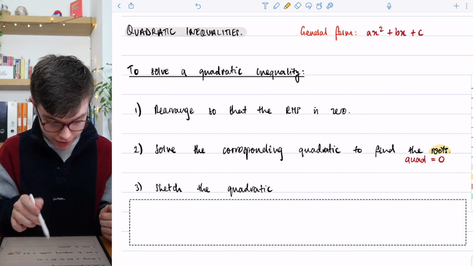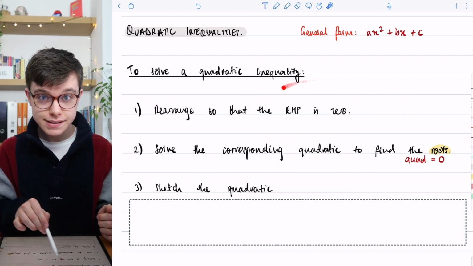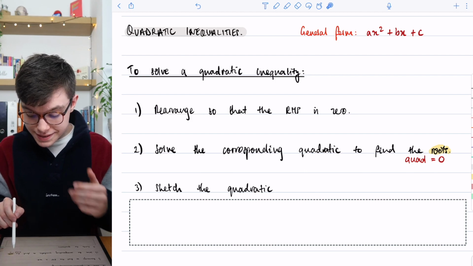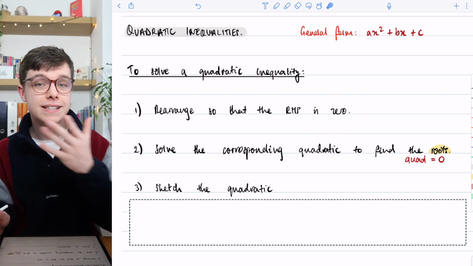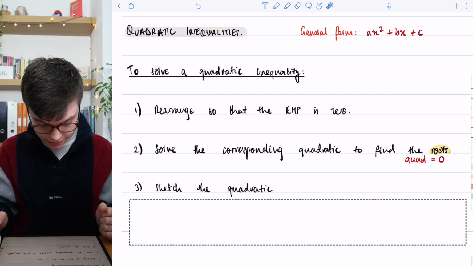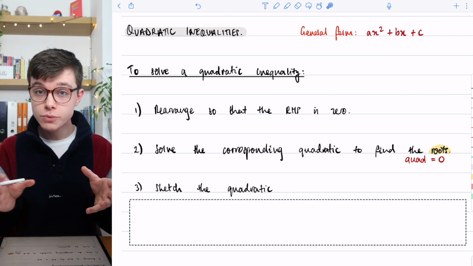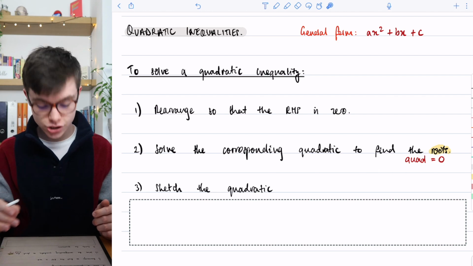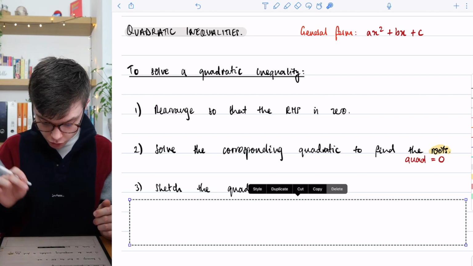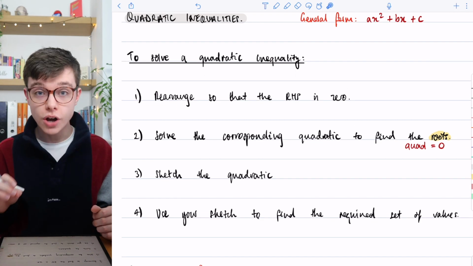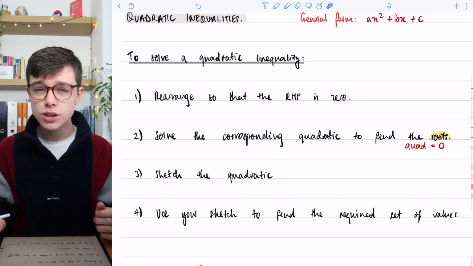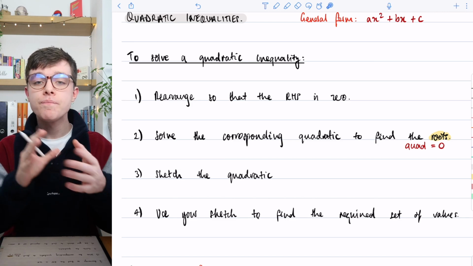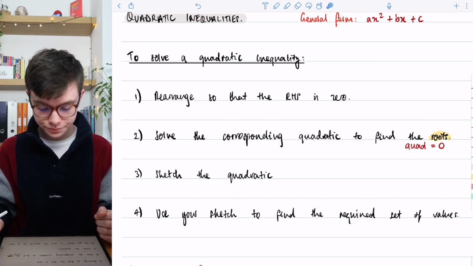So let's just recap a minute. We rearrange to get the right-hand side equal to 0. Then set the quadratic to 0, then solve for your roots, and then you can use those roots to sketch the quadratic. Then once you've done that, you can use your sketch to get the required values. You're not really solving, you're just looking at the graph and seeing the values that you need.